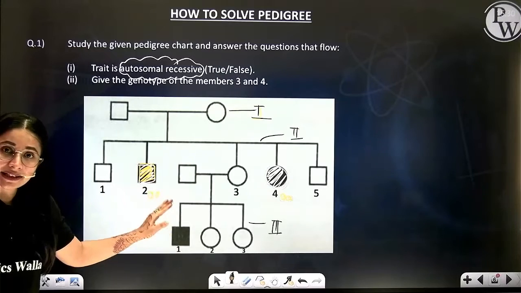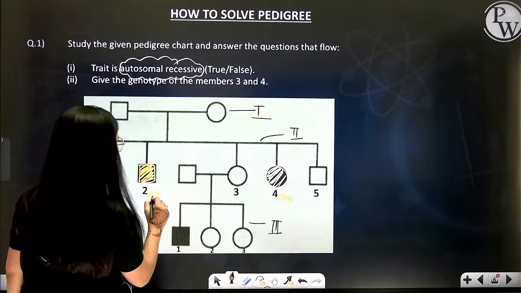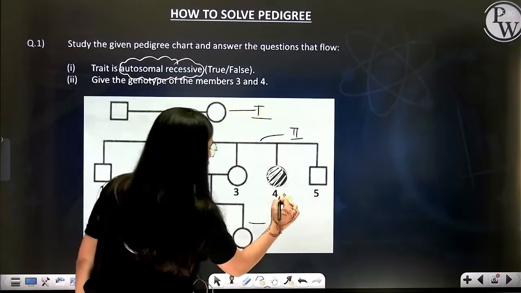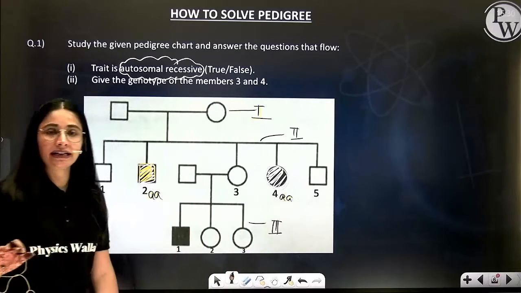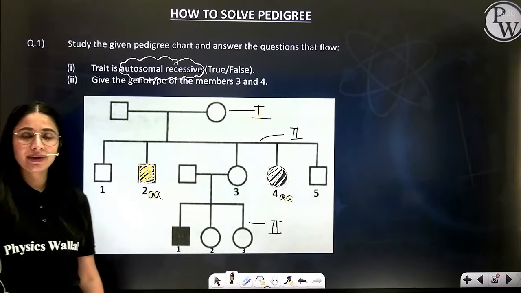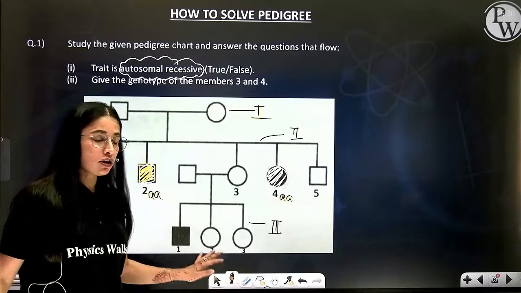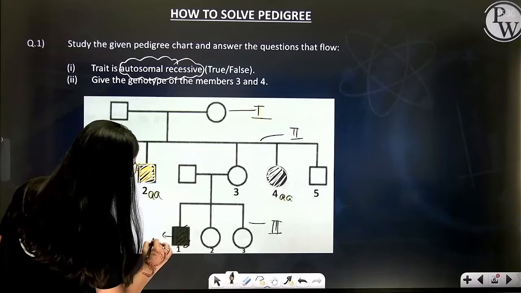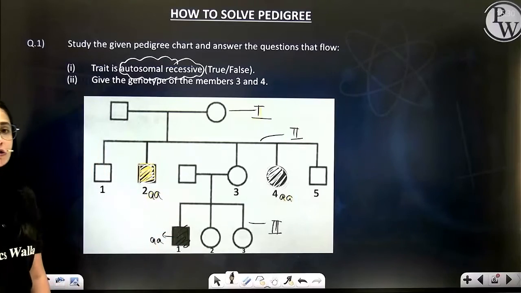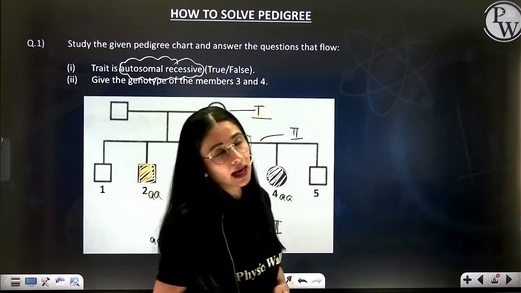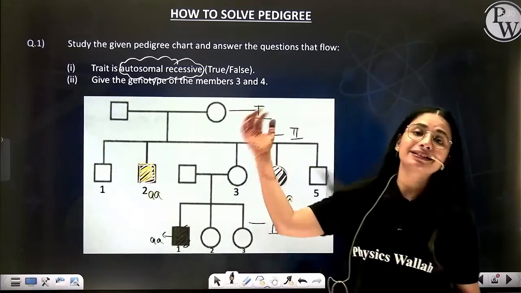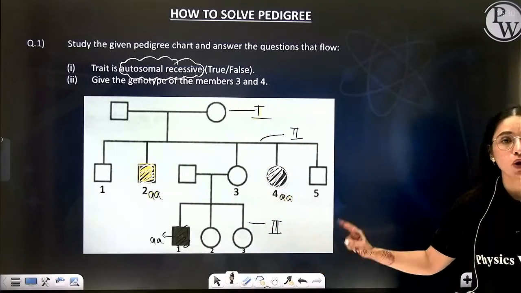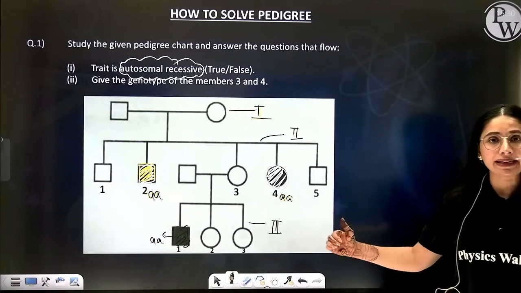In the second generation, you can see two offsprings who are diseased. So their genotype is absolutely very clear: homozygous recessive, aa. In the third also, you see one offspring is affected. So its genotype is also very, very clear. Now, to ensure whether this chart is autosomal recessive or not, you have to solve this pedigree.